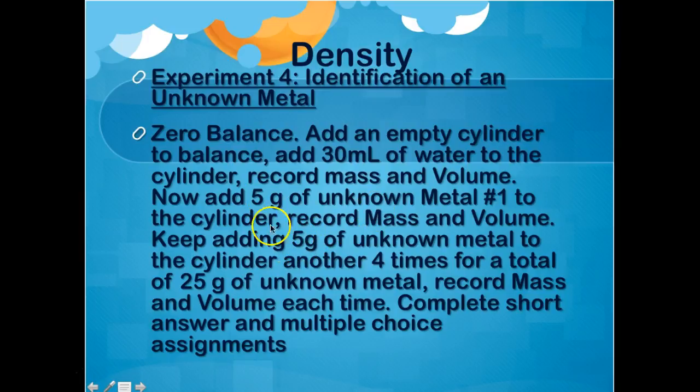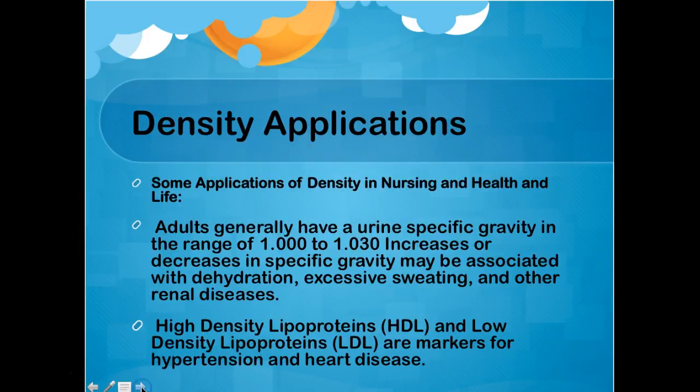So you'll add another 5 grams. So you're now up to 10 grams of the unknown metal. And then you'll record the mass and volume. And you'll do this till you reach 25 grams of the unknown metal. And each time you'll record the mass and volume. So complete your data table, all your short answer questions, and there is a multiple choice segment for this particular lab as well.